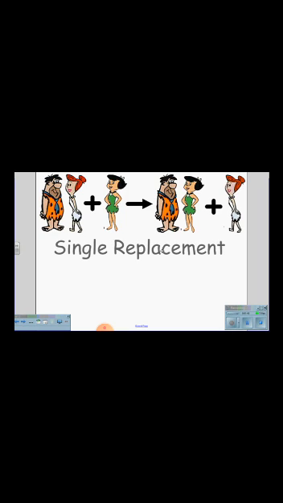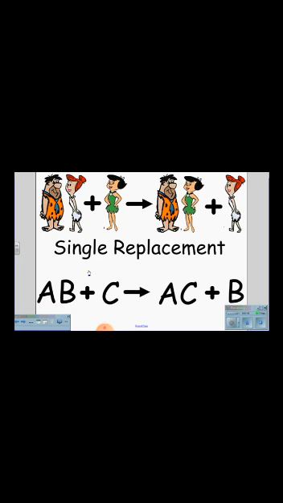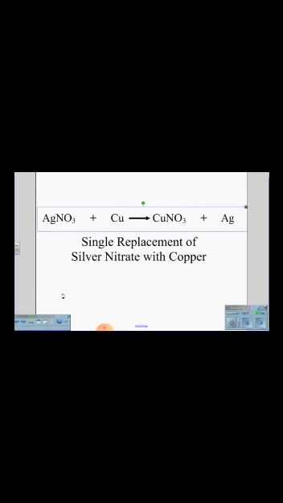If, however, the Flintstones went to a dance and they met up with Betty, and when Betty showed up, she ended up with Fred, leaving Wilma by herself, we would call this single replacement. We are replacing one part of the pair. So AB plus C gives AC plus B. We are replacing one part of the compound. This is called single replacement, and this happens when silver nitrate combines with copper to create copper nitrate and release silver.